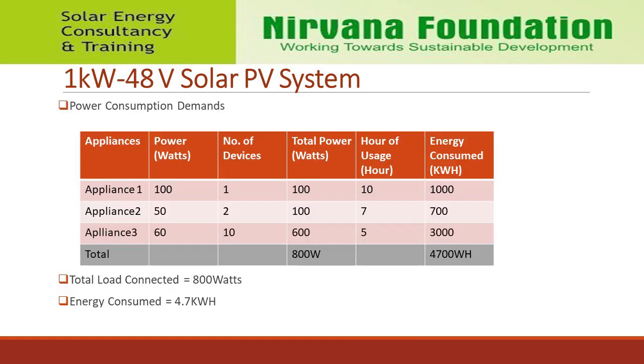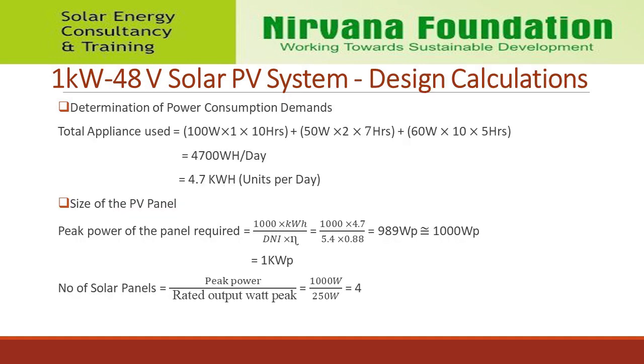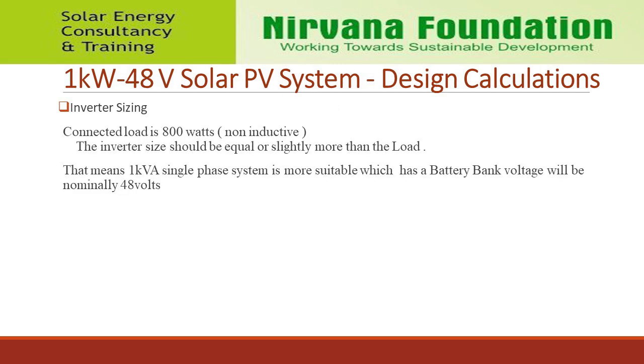Load calculations are similar for 24 volt system and 48 volt system. Detailed calculations are shown. Inverter sizing. Previously we have calculated total wattage of connected loads as 800 W. So the size of the inverter must be slightly more than total load. We can select 1 kVA rating inverter with a battery rating of 48 volts.